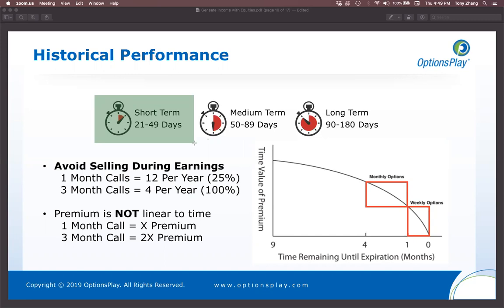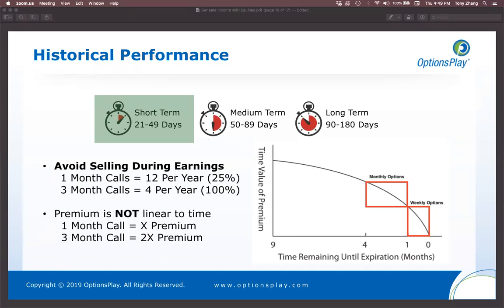But the primary reason why you want to sell short dated options is because the premium that you receive on a covered call is not linear to the amount of time that you're going out. Meaning, if you sell a 1-month call and you collect $1 for it, when you sell a 3-month call, you're not going to get $3 for it. You're actually only going to receive roughly $2 for it.